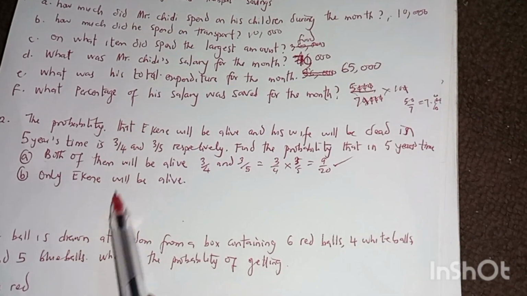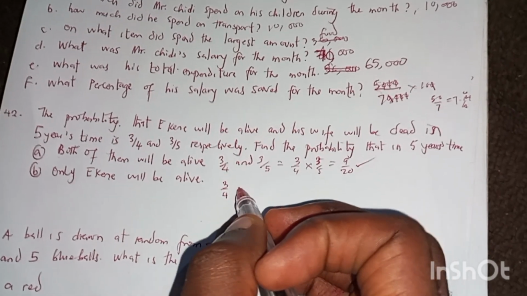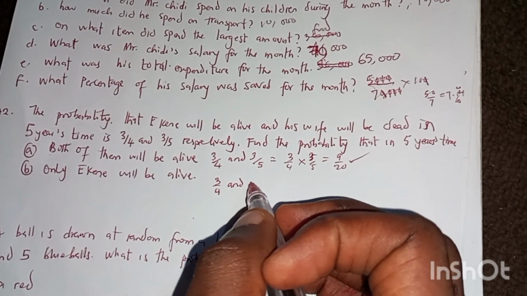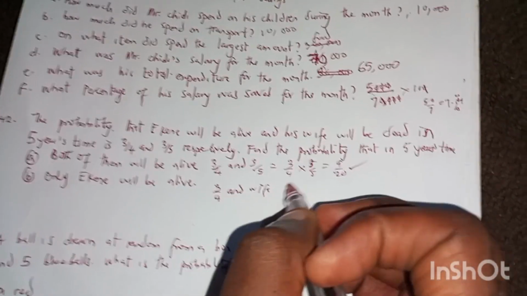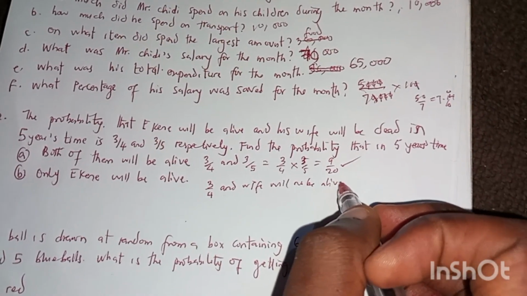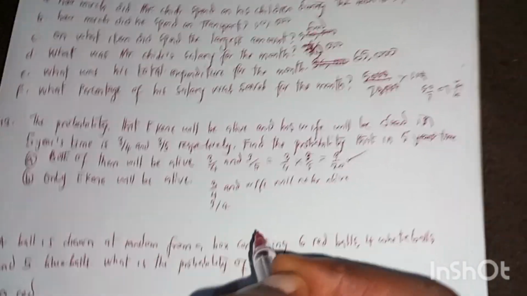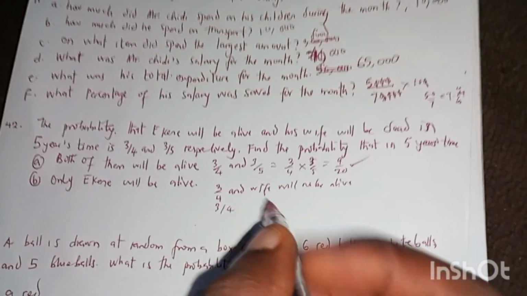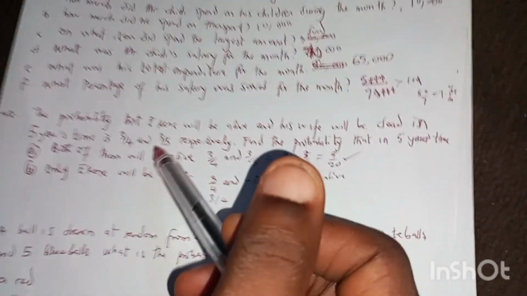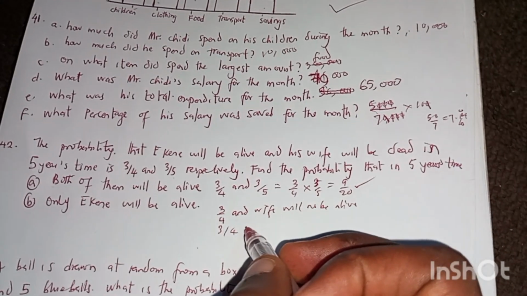Number B says only Ekene will be alive. It means Ekene will be alive and his wife will not be alive, or the wife will die, or the wife will be dead. So the probability that Ekene will be alive is 3 over 4. What's the probability that his wife will be dead, or his wife will not be alive? That would be 1 minus the probability that she will be alive. And the probability that she will be alive is 3 all over 5. 1 minus that is going to give us 2 over 5.